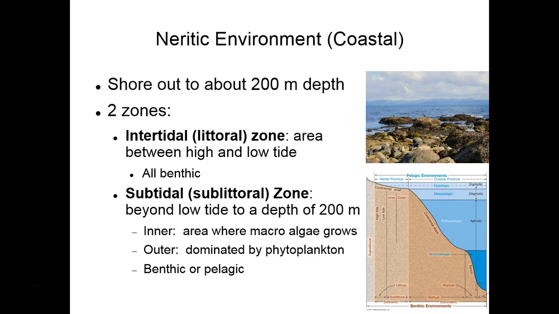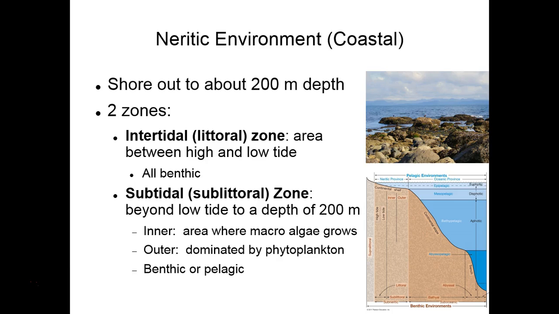live along the bottom. And then the subtidal zone, also called the sublittoral zone, is beyond the low tide to a depth of about 200 meters. Basically, that's about where the continental shelf break is. So you can split that up into the inner and the outer. And the inner is the area where macroalgae will grow. So seaweeds and kelp can grow in the inner, as well as seagrasses, because it's shallow enough that the sunlight is penetrating all the way to the bottom.